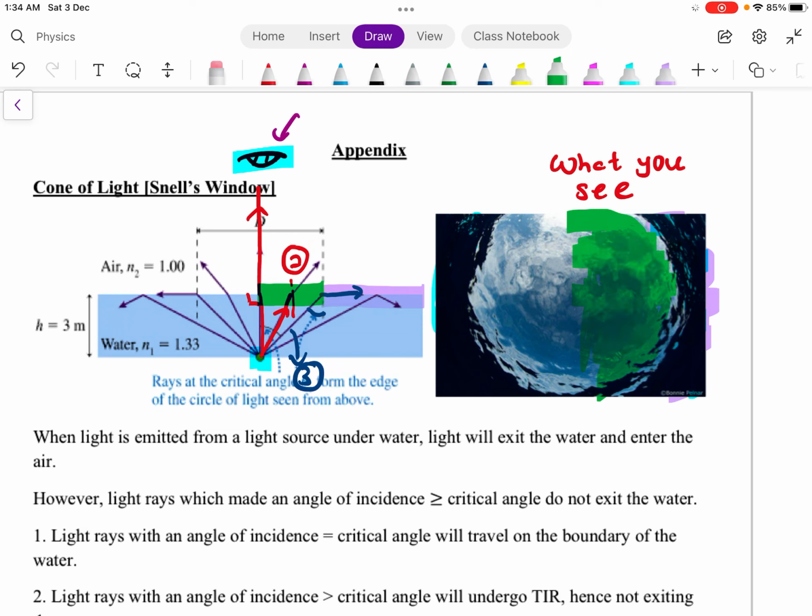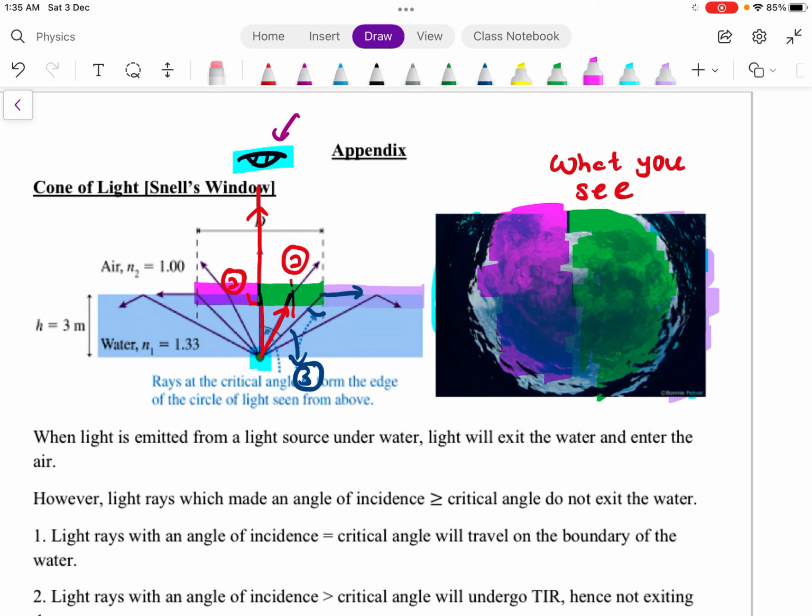Of course, on the right hand side, it's the same idea as the left hand side. The second light ray is going to bend away from the normal. So from this part onwards is the thing that you can see. This part is actually this particular part. So that is the meaning of Snell's window.